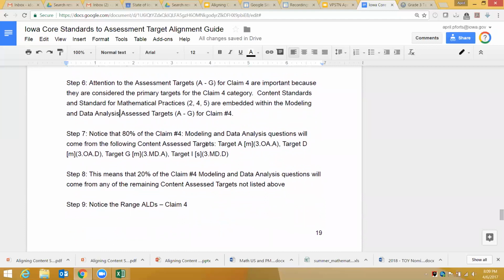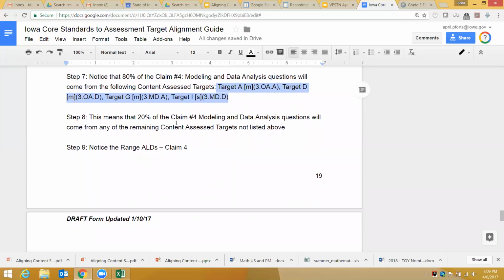So on the bottom of the section, it just lists the 80% you can ignore for right now because that was a smarter balancing. But what they were trying to do was draw some attention to the fact that these are the targets in 3rd grade that would lend themselves more easily to be embedded into those targets for problem solving and data analysis. And this just says that we could embed any of the rest of the content in there as well.